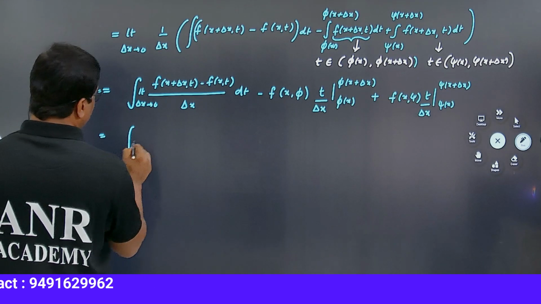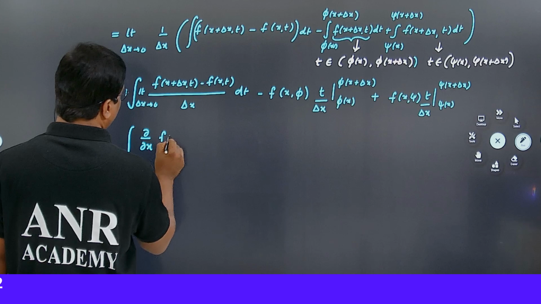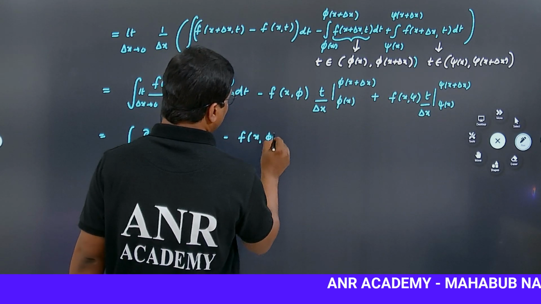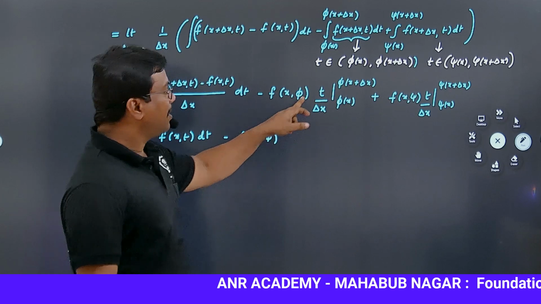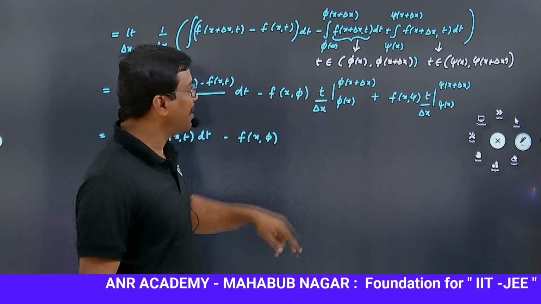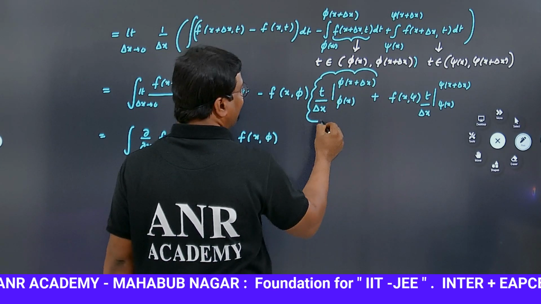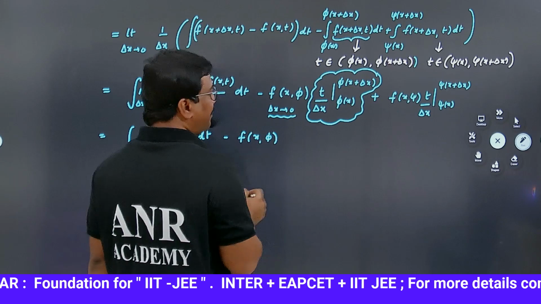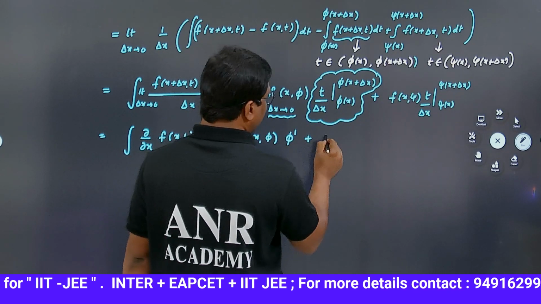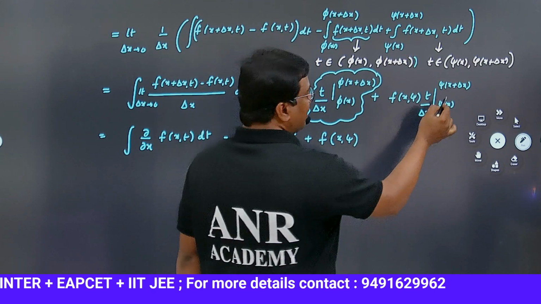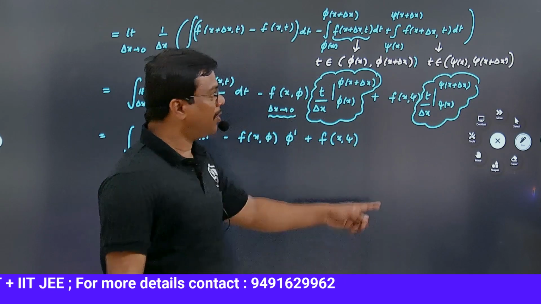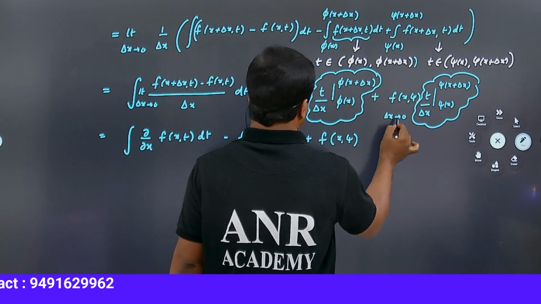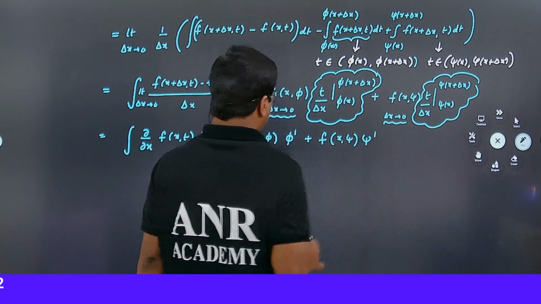Right now it is integral dou by dou x of f of x comma t dt. Next minus, this is clearly f of x comma pi. By writing limits pi of x plus delta x and pi of x, you will get, like first principle, pi of x plus delta x minus pi of x divided by delta x, and delta x approaching 0 in this case, so that it becomes pi dash. Next f of x comma psi, again by substituting limits you will get first principle, psi of x plus delta x minus psi of x divided by delta x, and delta x here approaching 0, so that you will get psi dash.